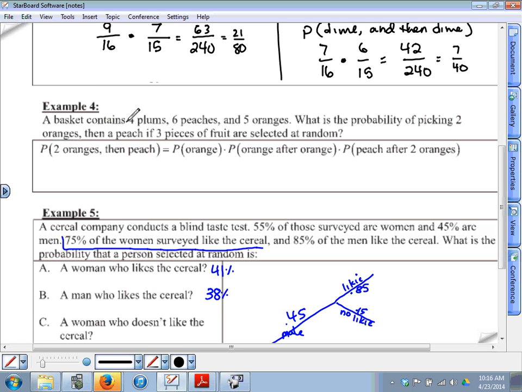Let's do example 4. A basket contains 4 plums, 6 peaches, and 5 oranges. What is the probability of picking 2 oranges, then a peach, if 3 pieces of fruit are selected at random? Now, we have to assume this is no replacement. They're just reaching and grabbing 3 pieces of fruit. So there's no replacement here.